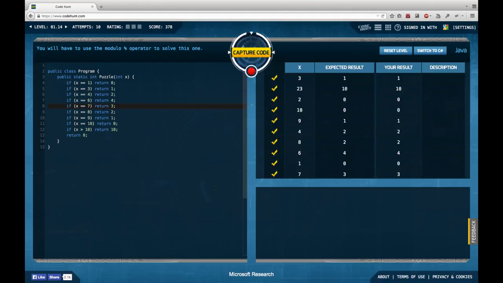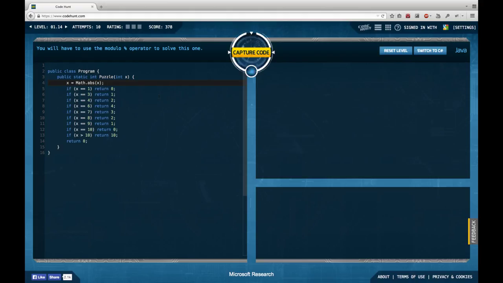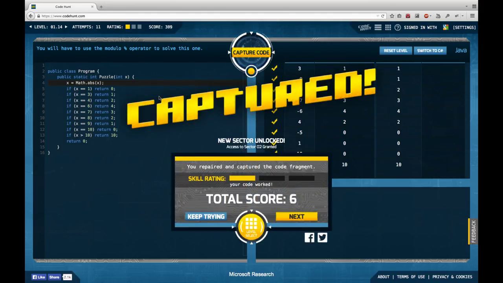And by now we have almost all of them. So now we see for minus 8, we return 2, which is the same as for 8. So maybe we just say x equals math abs x. So it turns out this captures the function. But it's not really nice code. I mean, it's quite long, and it turns out you can express that in a one-liner.